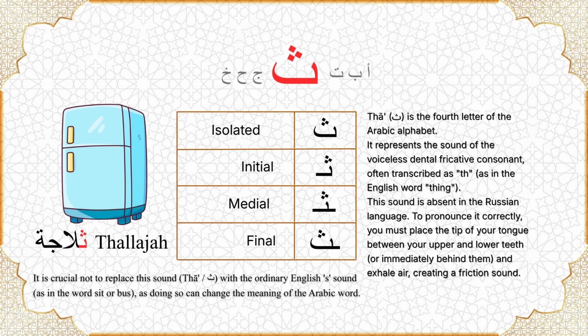Next is the fourth letter, tha. This is the last of the boat-shaped family. It has 3 dots arranged in a triangle on top. Pronunciation is very important here. It is crucial not to replace this sound with an S. It is a th sound, like in the English word thing. To pronounce it correctly, you must place the tip of your tongue between your upper and lower teeth and exhale. The example word is thalaja, meaning fridge.